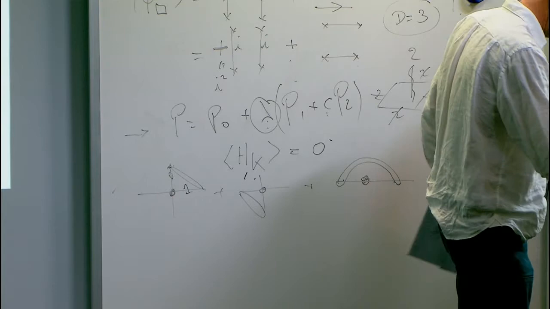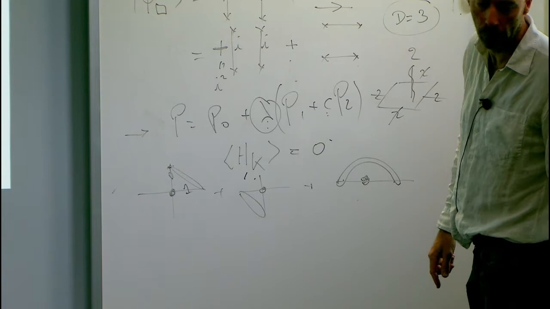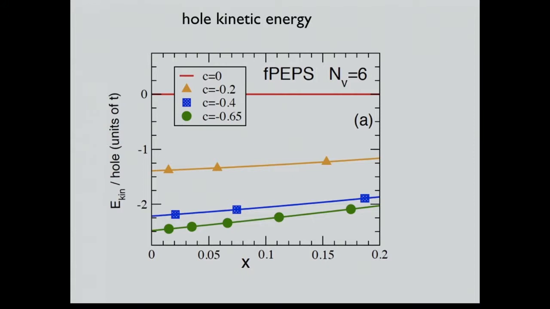So that's basically the type of configuration we introduce. And so what we computed is on infinite cylinders, which have six or eight unit cells in the transverse direction. And this is as a function of doping, and this is the kinetic energy per hole. So this is something that we know from exact diagonalization. In the old days, we know what should be the kinetic energy per hole when you dope a Mott insulator. And that's basically of the order of minus 2t per hole.